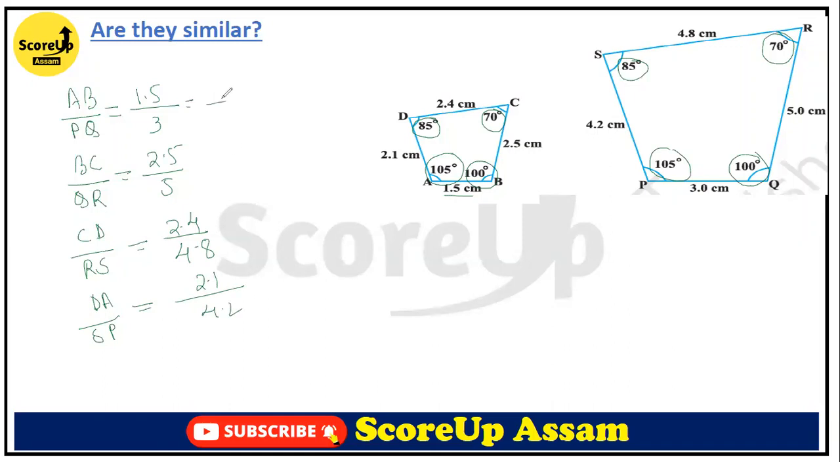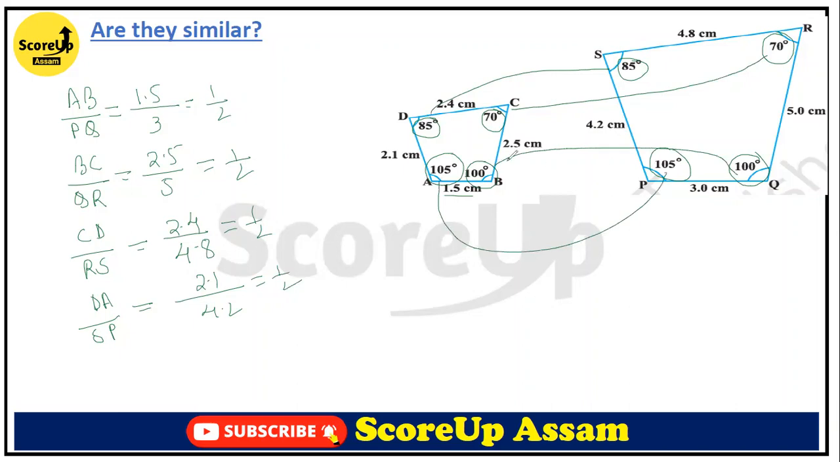Now we will see that it is 1/2. It is also 1/2, also 1/2, also 1/2. Right? Corresponding angles are equal, and also the ratio of the corresponding sides is the same, 1/2. That means these two figures are similar. Yes, I hope it is clear. Now we'll move to our next topic.